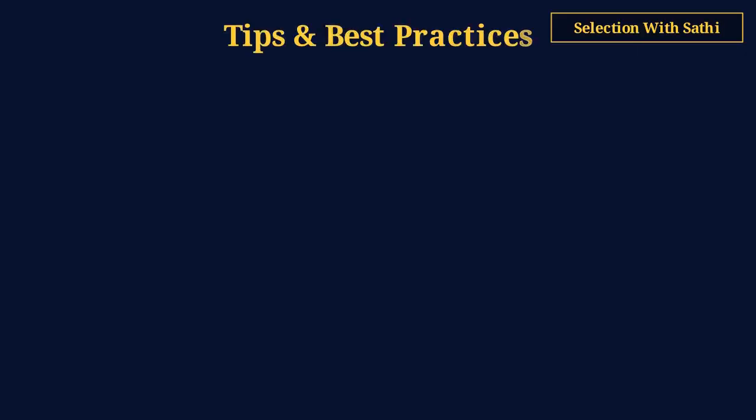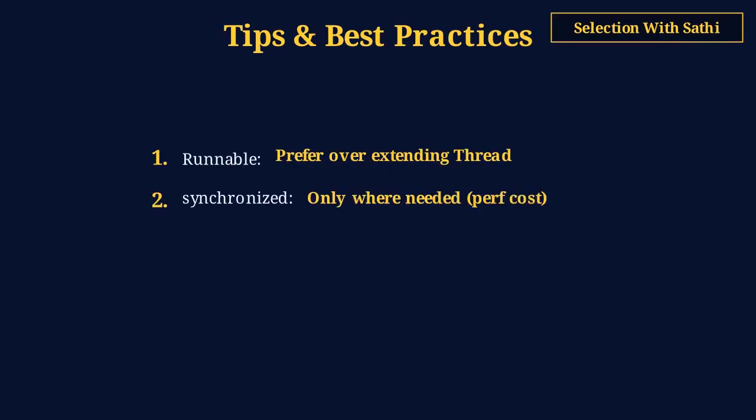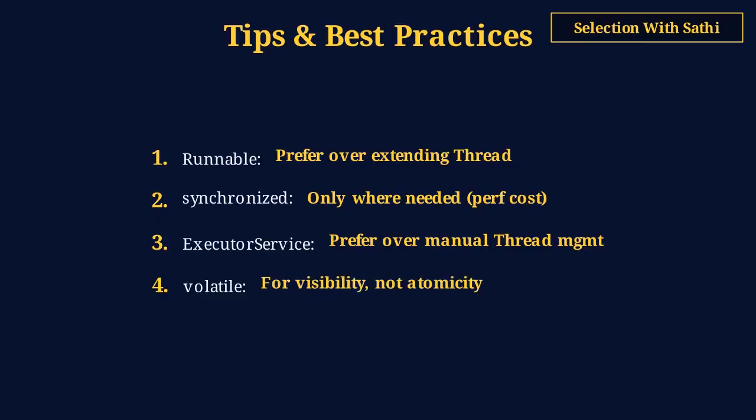Key multithreading tips. Always call start, never run directly. Prefer Runnable over extending Thread to keep inheritance free. Keep synchronized blocks small, lock only the critical section. Use thread.join to wait for a thread to finish.